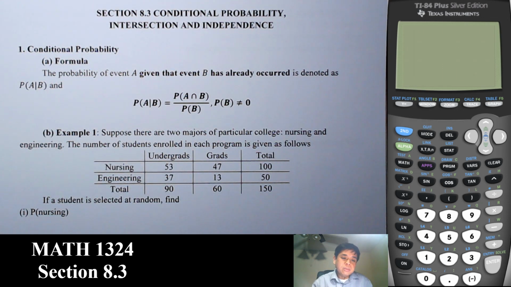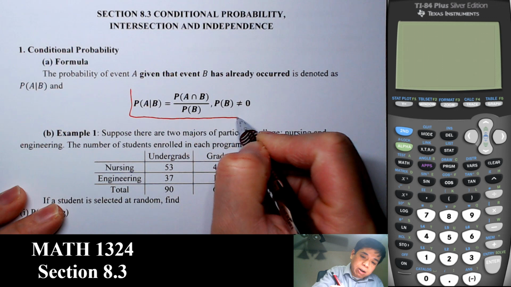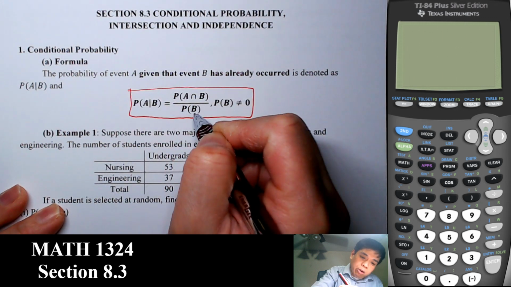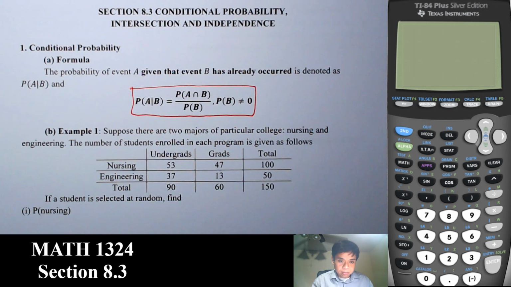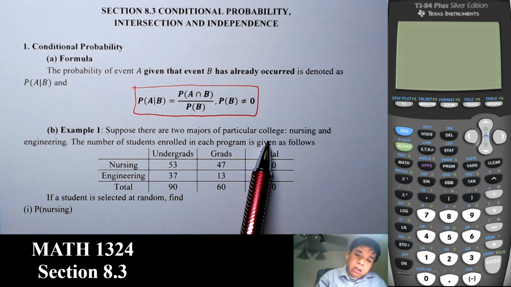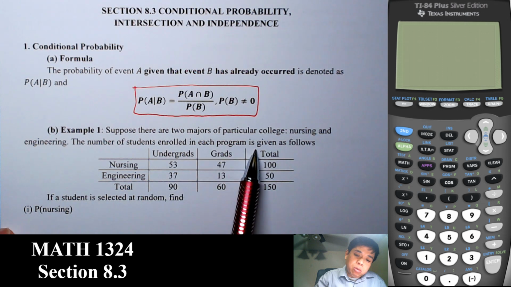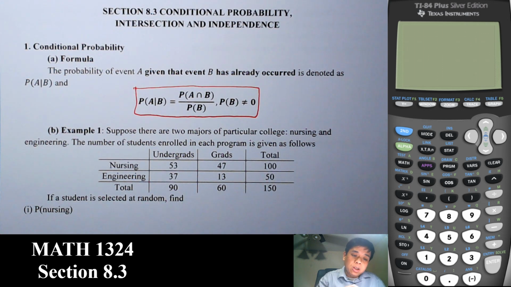So B already occurred and now the probability of A. The formula for that is the probability of both of them over the probability of B. Right. Let's look at an example. Suppose that there are two majors in a particular college, nursing and engineering. The number of students enrolled in each program is given. So that's what we have.